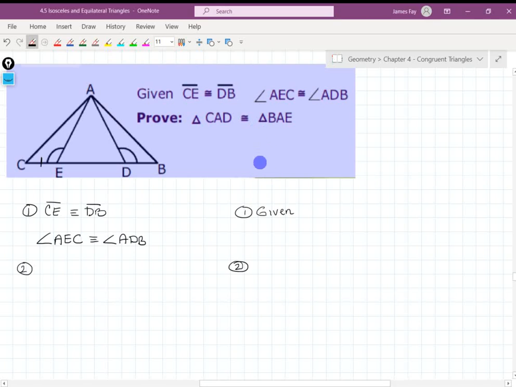Okay, so we've got CE congruent to DB, and they also tell us that we've got angle AEC, which we've already got marks in it, and ADB, those angles are congruent. Now our goal is to eventually show that triangle CAD and triangle BAE are congruent.